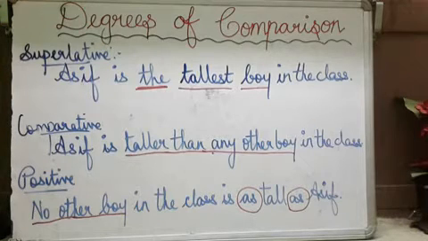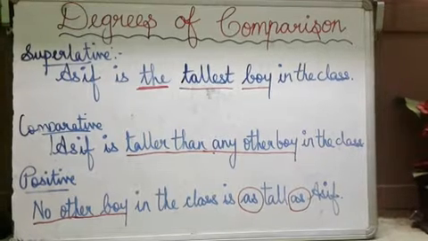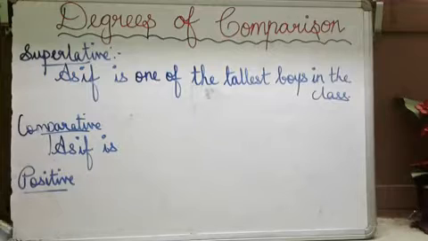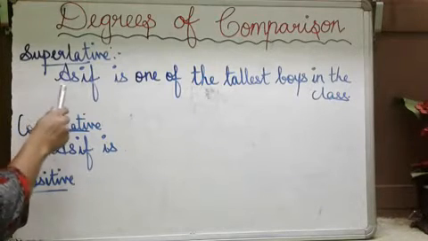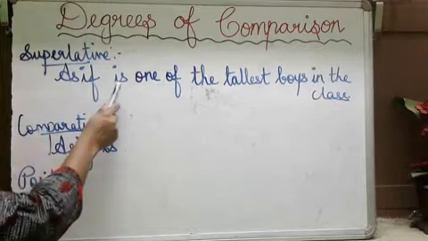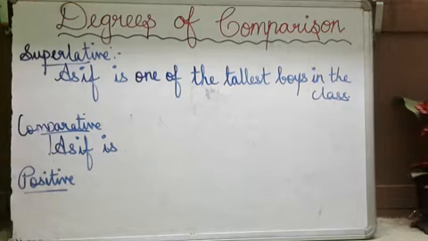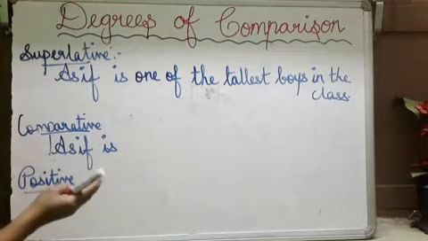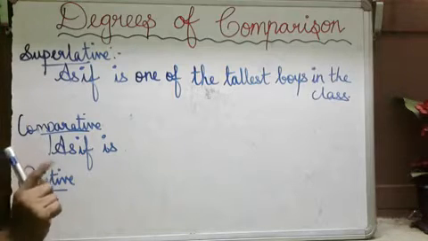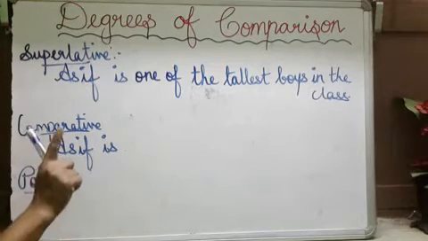Now let us see the second pattern of this. Now listen here. Here the sentence is different. See, Asif is one of the tallest boys in the class. So what does this pattern mean? In this pattern, there are many tallest boys in the class. Many means 5 or 6 tallest boys in the class. Among those 5 or 6 tallest boys, this boy is one among them. This Asif is also one among them.